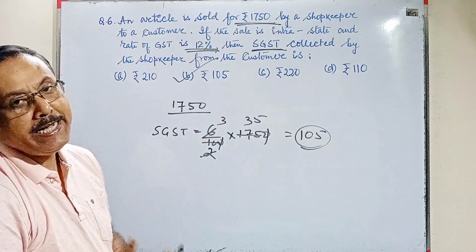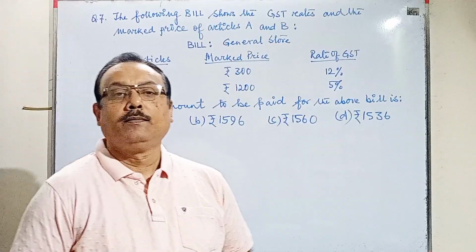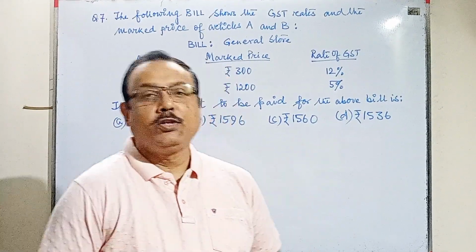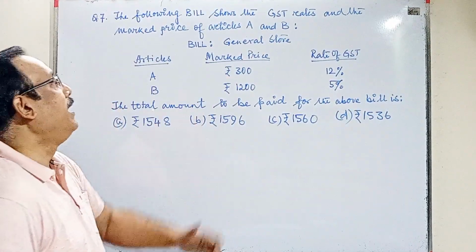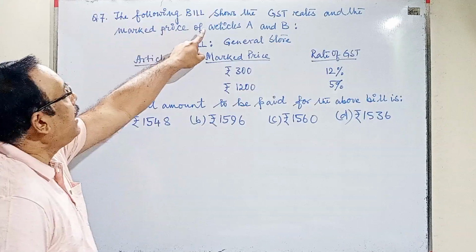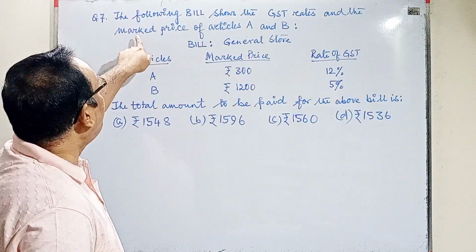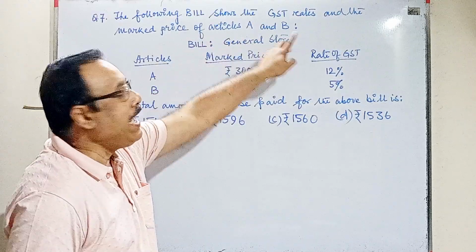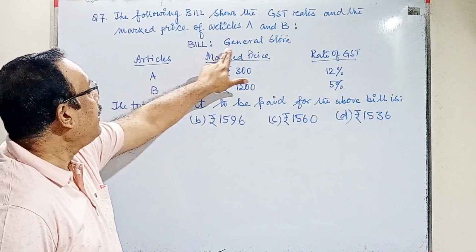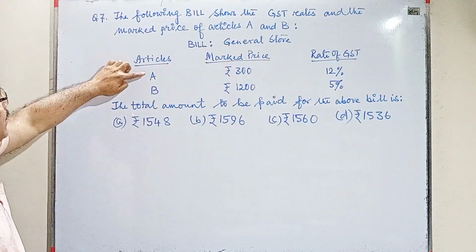We'll go to the next question. So our next question, it's a bill. The following bill shows the GST rates around the marked price of articles A and B. This is a bill of a general store. There are two articles A and B.